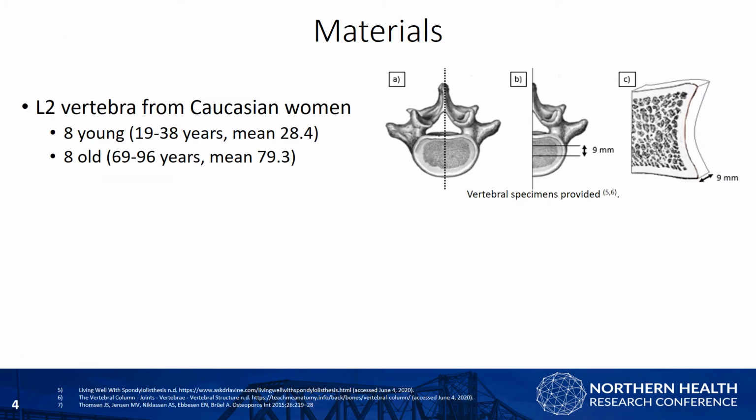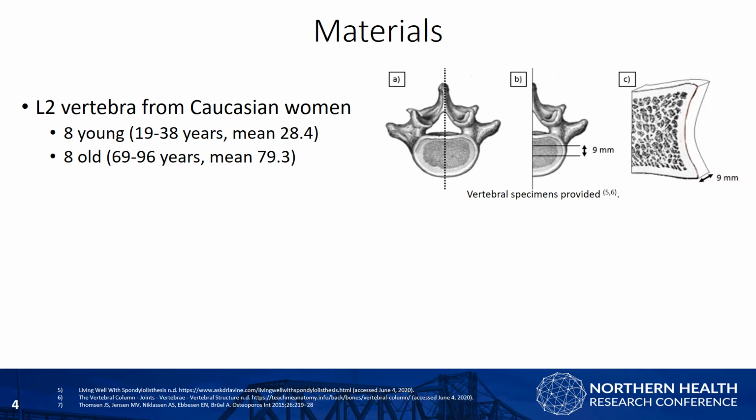The second lumbar vertebra from 8 young and 8 old Caucasian women were used in this study. They were selected as a subset, based on age, from among 41 vertebrae that underwent micro-CT imaging and architectural analysis as part of a prior study. 9 mm thick frontal sections from one half of each vertebra was embedded and provided for use in the current study, as the other half was used in prior destructive analyses.